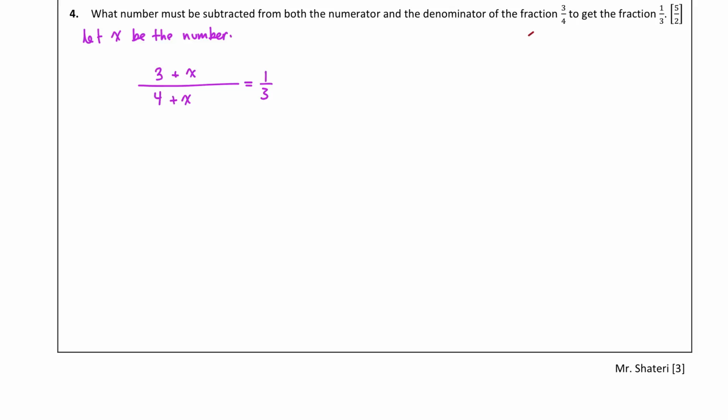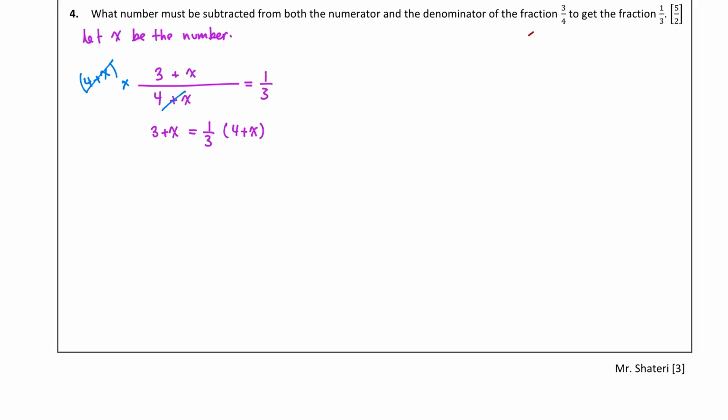So what we will do for this one is we want to get rid of all our denominators first. So times 4 plus x. Make sure you put it in brackets so that you know you got to keep it in brackets later. And then that way you will get rid of it on the left hand side, and you will end up with 3 plus x is equal to 1 over 3 times 4 plus x.